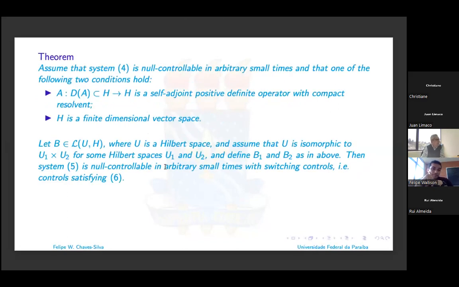Then this is our main theorem. Let me briefly explain. I assume that my system is null controllable. I mean that I can control my system by means of a full set of controls in arbitrarily small times. So at any positive time, no matter how small, I can find a control that drives my solution to zero. And moreover, I will assume two things, but at least one of the two must hold. Either H is a finite dimensional vector space, so we are working on finite dimensional vector space, or A is a self-adjoint positive definite operator with compact resolvent. Okay, so I assume that my system is null controllable, and my system is either positive self-adjoint with compact resolvent, or H is finite dimensional.